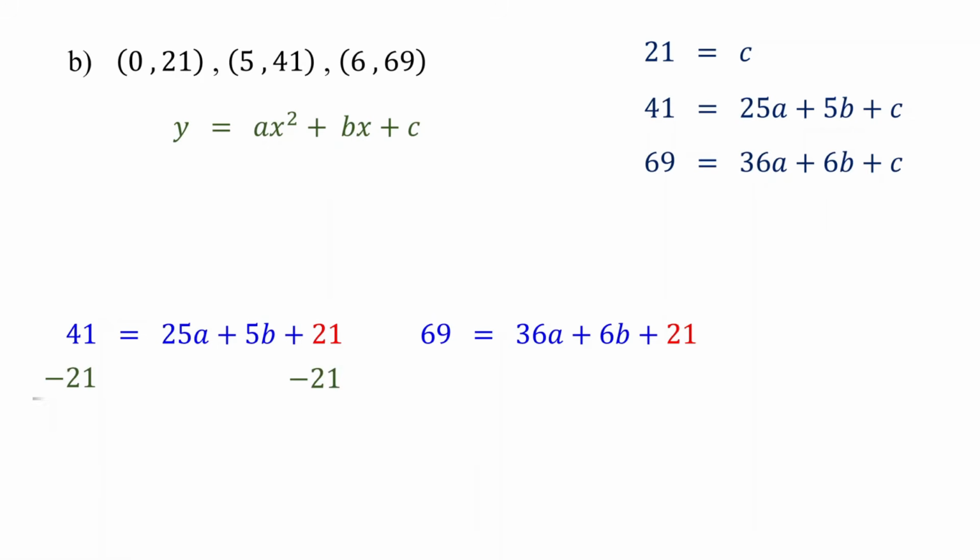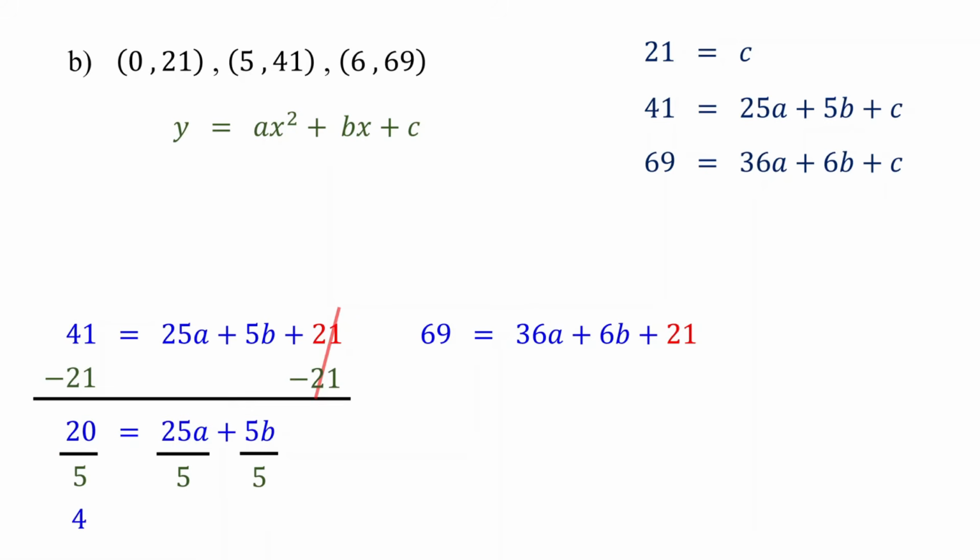Now, subtract 21 from both sides of the second equation. These cancel out. 41 minus 21 is 20, right? Notice that in this equation, the numbers have 5 as a common factor. So, you can simplify by dividing both sides of the equation by 5.